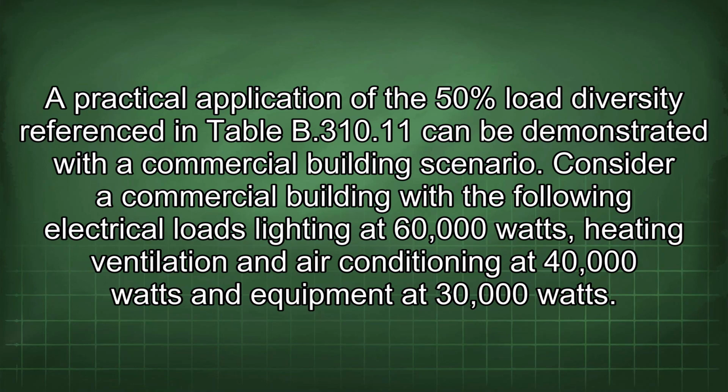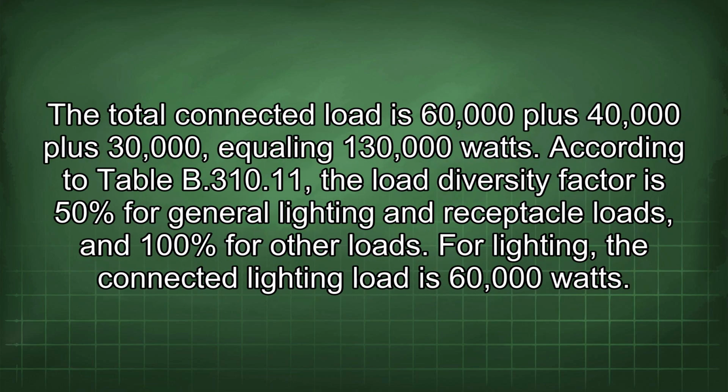Practical application of the 50% load diversity referenced in Table B 310.11 can be demonstrated with a commercial building scenario. Consider a commercial building with the following electrical loads: lighting at 60,000 watts, heating, ventilation and air conditioning at 40,000 watts, and equipment at 30,000 watts. The total connected load is 60,000 plus 40,000 plus 30,000, equaling 130,000 watts.